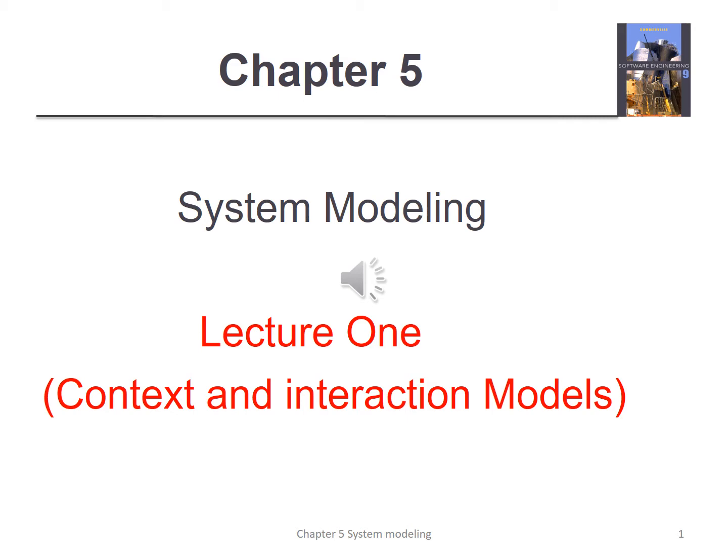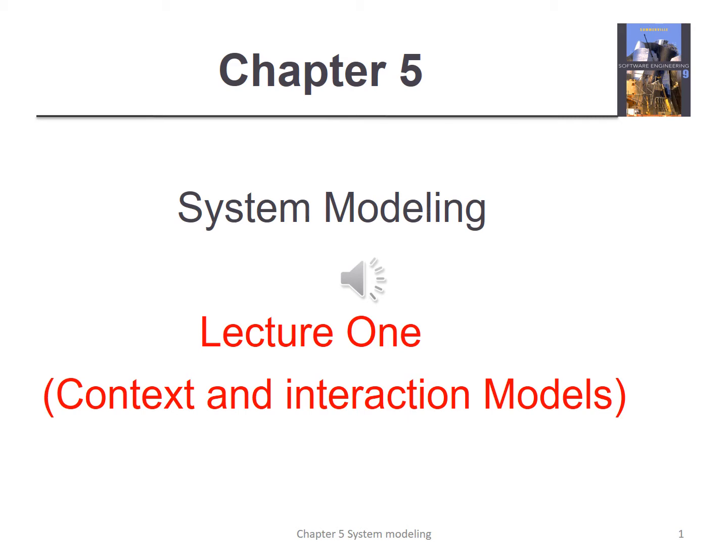Now we are going to talk about system modeling in chapter 5. In lecture 1 we are going to cover context and interaction models. First of all, what is a model? A system model represents an aspect of the system and its environment.